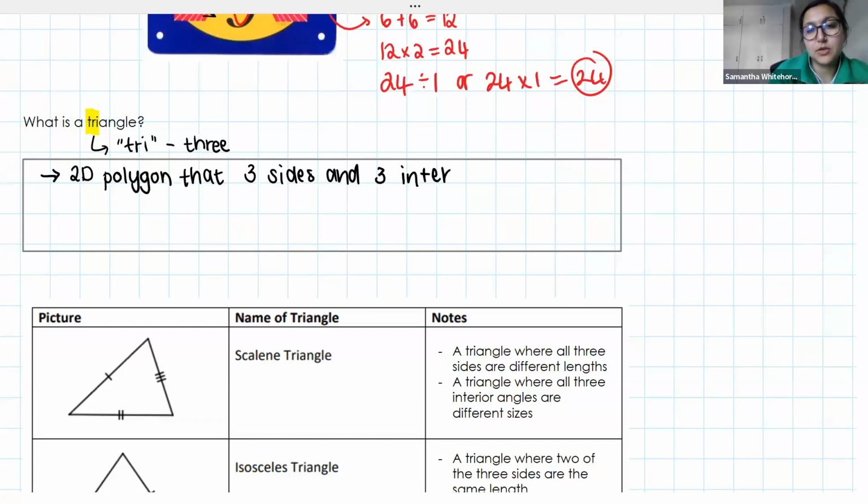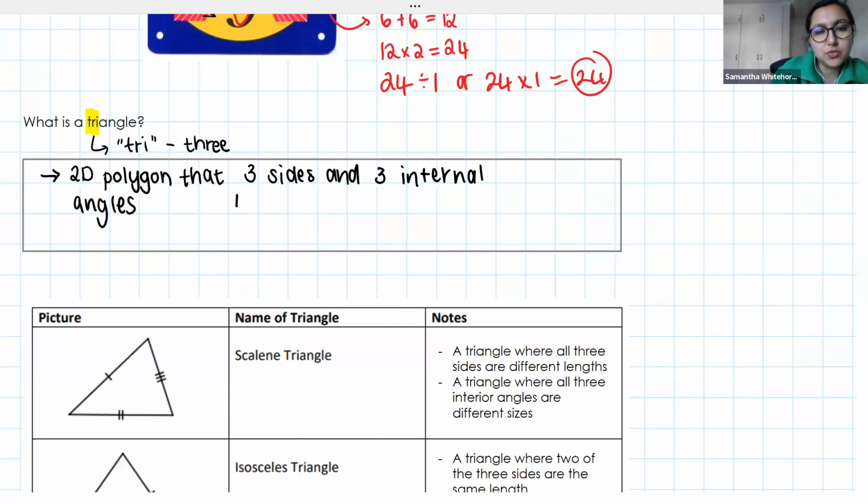You can say internal or interior, whatever makes you happy, I don't really mind. But that's essentially what a triangle is. So again, tri means 3. Think about tricycle, triplets. The only other one that I can think of is very science-based, so we're just going to leave that. But tri means 3. So triangle, a 3-angled shape. And if we've got 3 interior angles, we have 3 sides.